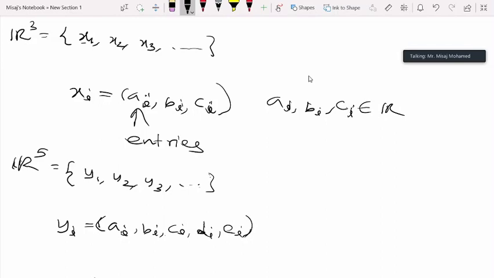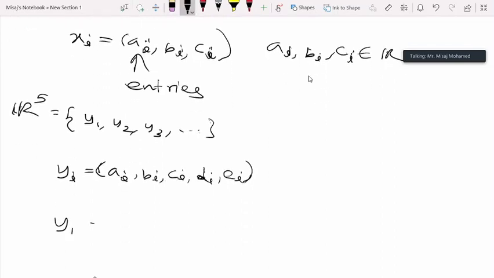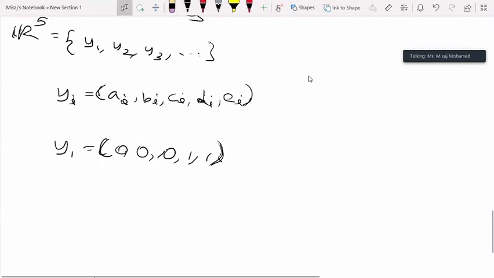It may be different. For example, say Y1 is anything like 0, 0, 0, 1, 1. This is also one vector. So all such collections with 5 entries are included in R5. Actually, these are called vectors. So vectors we denote hereafter in this form.